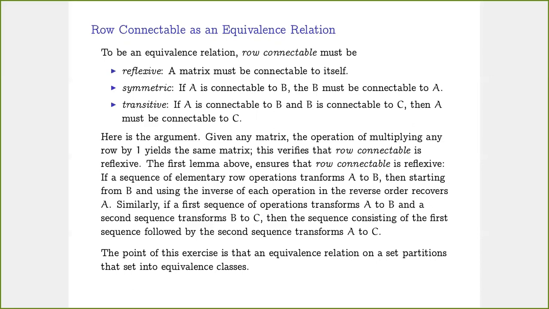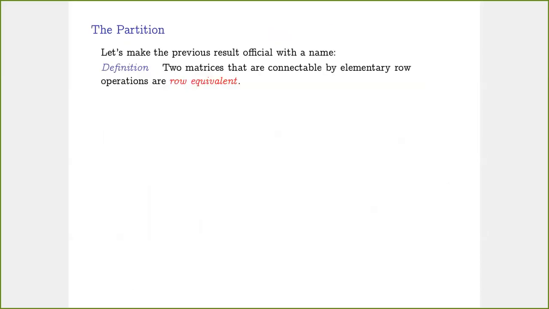The point of this exercise is that an equivalence relation on a set, here the set of all matrices, partitions that set into equivalence classes, and we're interested in organizing and seeing how to understand those equivalence classes. Here's a description of the partition. Let's make the previous relation official first with a name. Two matrices that are connectable by elementary row operations are said to be row equivalent.